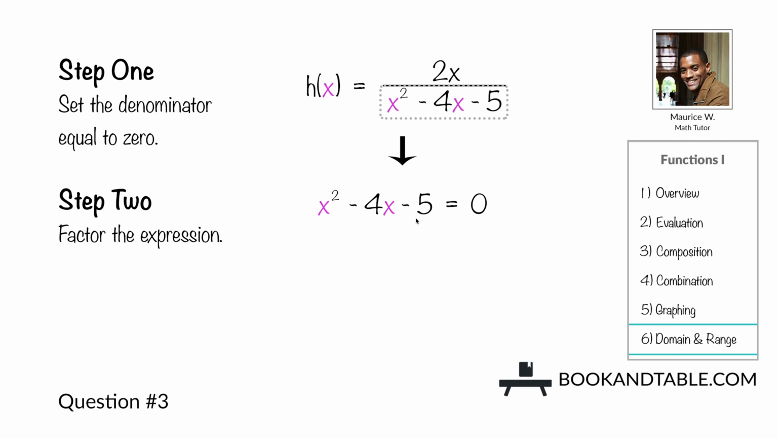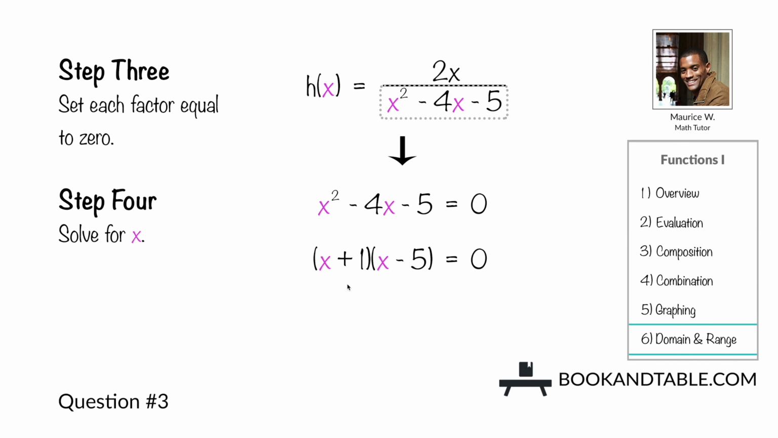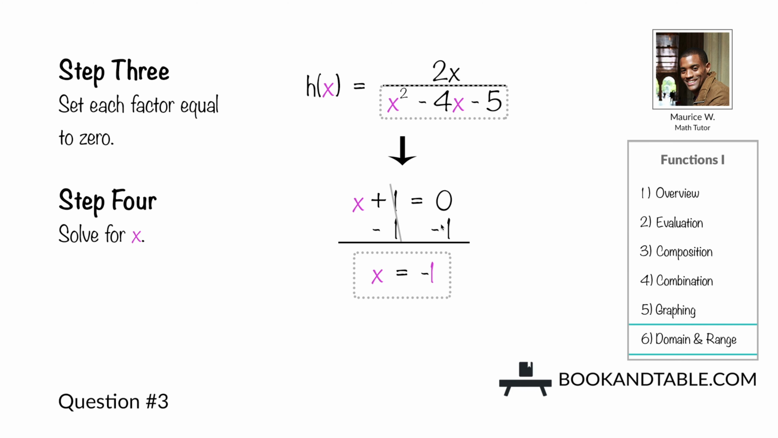So we need to find a pair of numbers that have a product of negative 5 and a sum of negative 4, and that would be negative 5 and positive 1. So x plus 1 times x minus 5 is equal to 0. And now we want to set each factor equal to 0 and solve for x. So x plus 1 is equal to 0. We want to subtract 1 from both sides. So when x is equal to negative 1, the first factor would equal 0. And if either factor equals 0, then the entire expression equals 0.